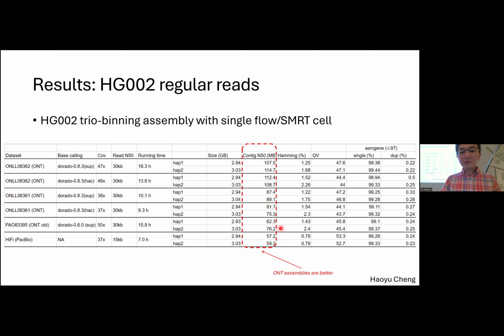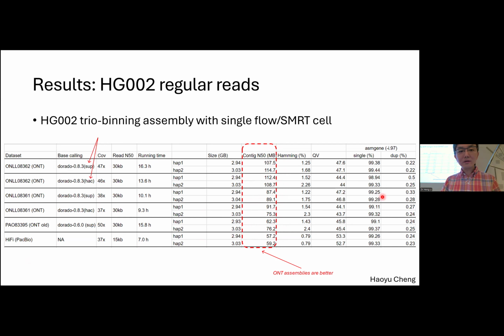You can see the main advantage here is the contig N50. The length is actually a lot longer than high-fidelity. HiFi's N50 is about 50 or 60 megabases, but with nanopore, the coverage is a bit higher. Even at a similar coverage, this is better than high-fidelity.